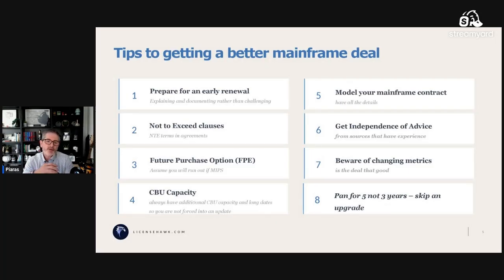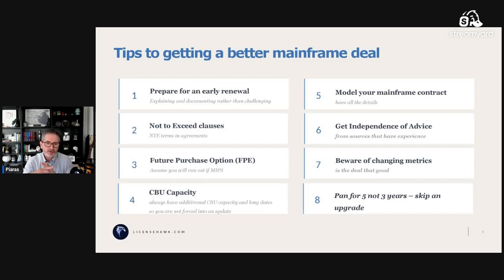So number one on the list here is prepare for an early renewal. This is probably the number one tip I give to any of my clients. You may know this already, you may know it in principle, but I cannot overemphasize how important preparing for an early renewal of your mainframe deal is. What do I mean by this?